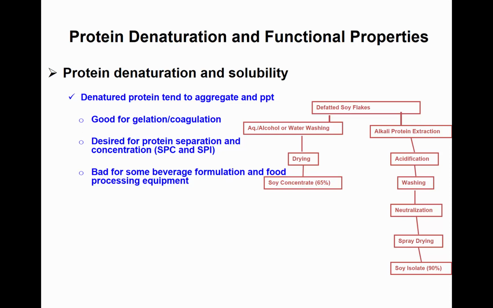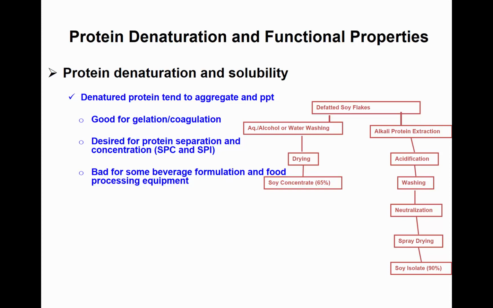Then I'll take the precipitate, wash it very well, and then neutralize, because I don't want to leave the protein at isoelectric point. It won't be functional. So I neutralize, I spray dry, and I get a soy protein isolate.